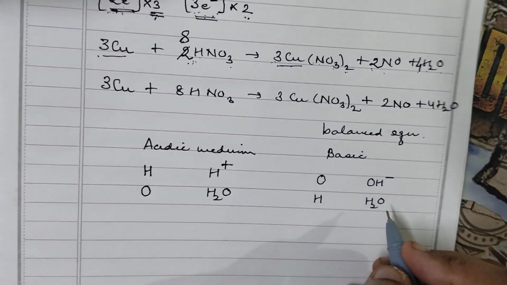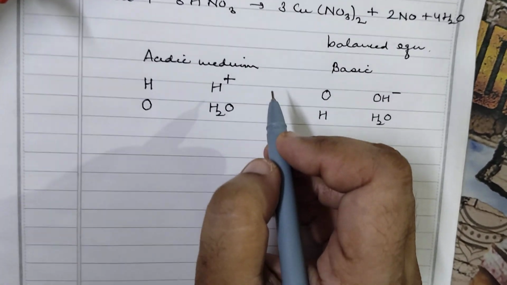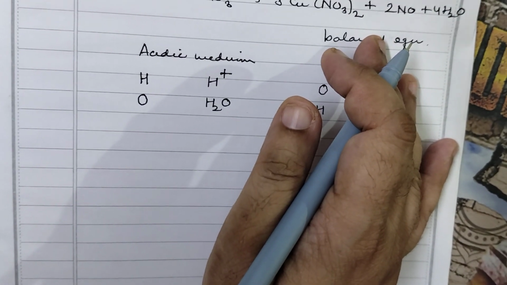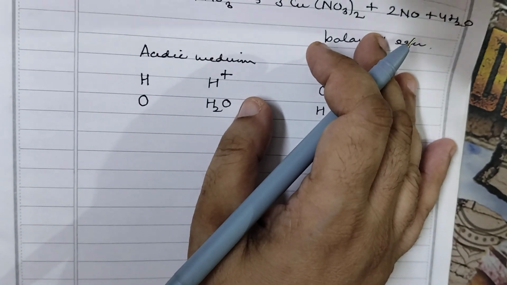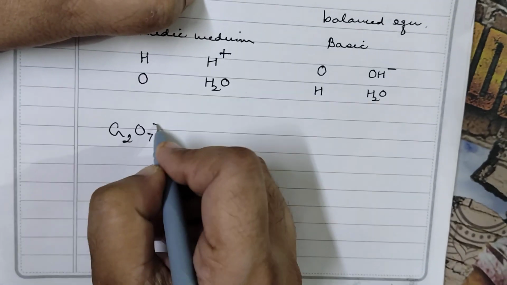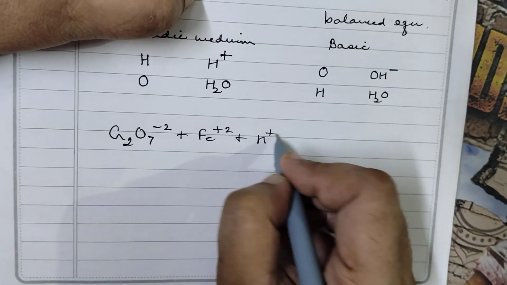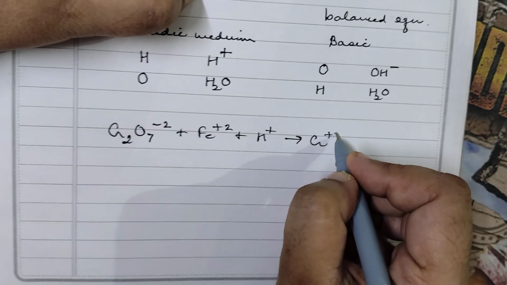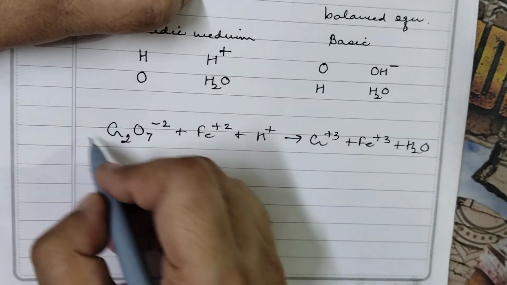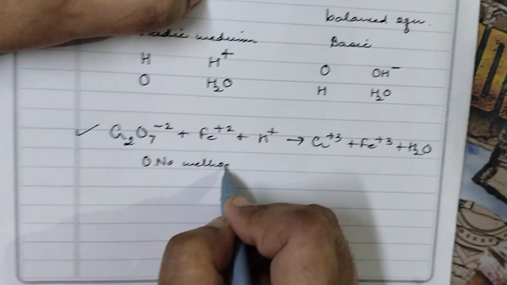So you have to see that if this equation is given to you in the ionic form, for example, say Cr2O7 2- plus Fe 2+ plus H+ gives Cr 3+ plus Fe 3+ plus water. Suppose this equation is given to you to balance by the oxidation number method, then what will you do?